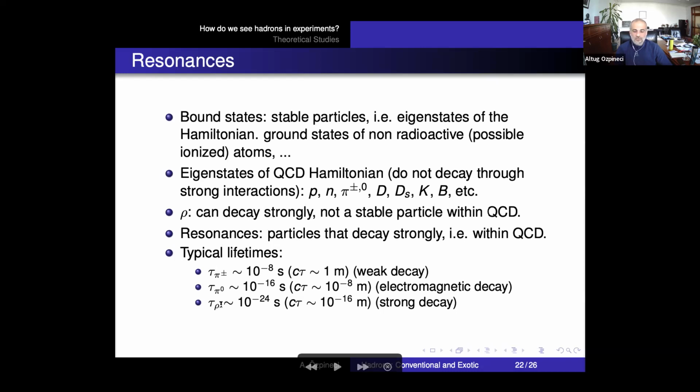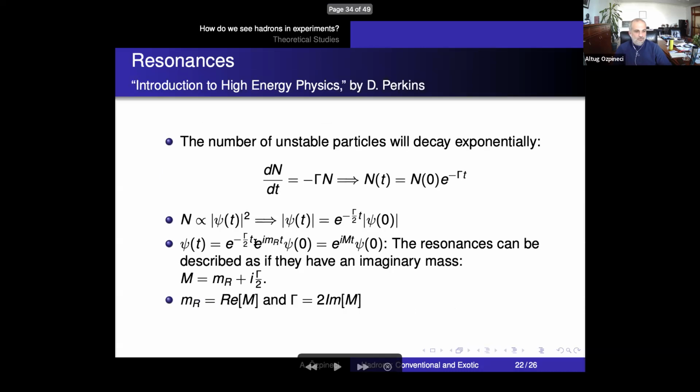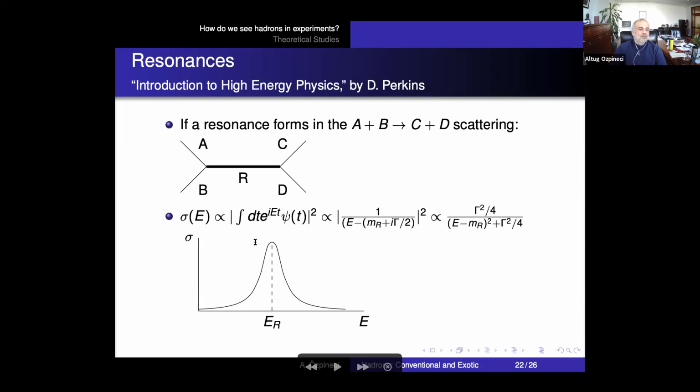Even if this rho is moving at speeds very close to the speed of light in typical experiments, the distance it will travel before decaying will be less than the size of an atom. So there's no way you can see the rho in your detector. So these resonances, you don't observe them directly in your detector, but only indirectly. So what do I mean by observing them indirectly?